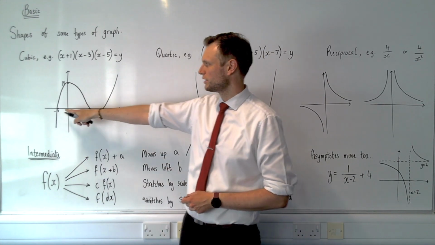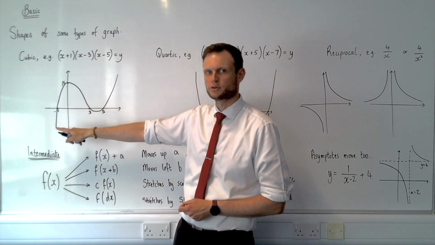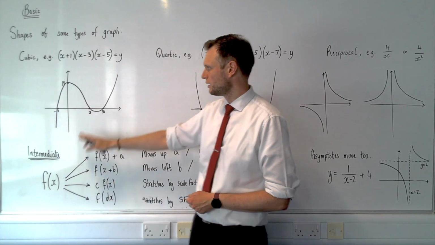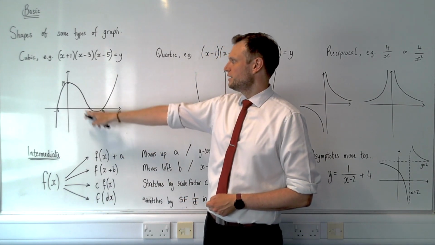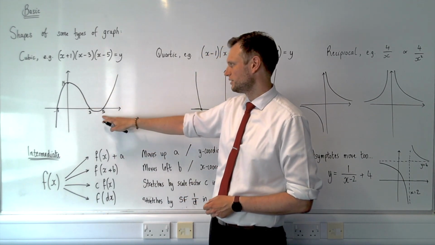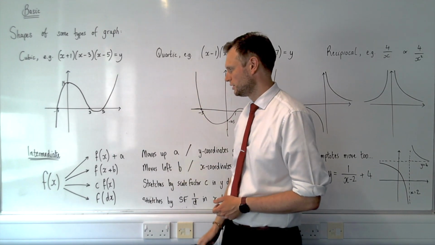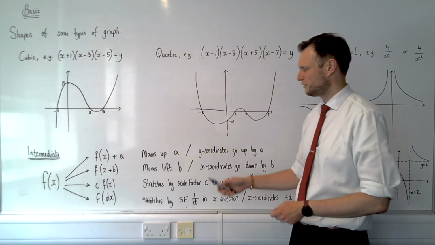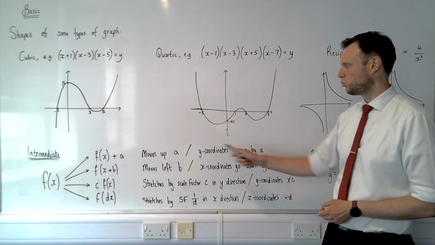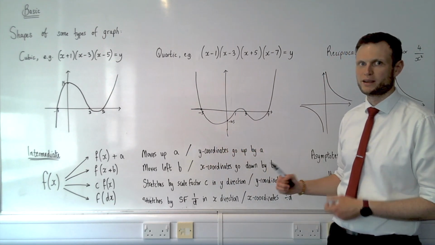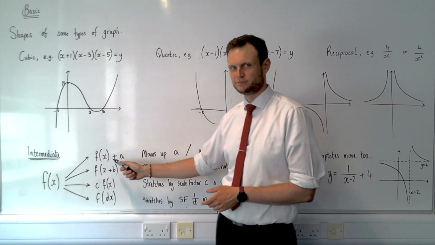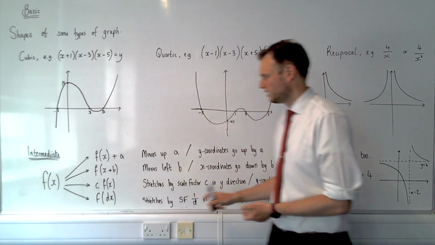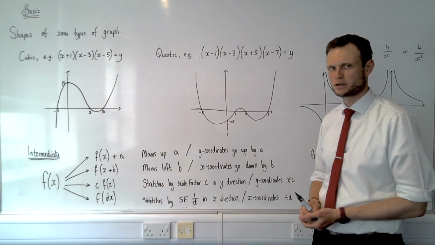This point here, where it crosses the axis at -1, 0, would go up to -1, 2. This would go to 3, 2, from 3, 0. This one from 5, 0 to 5, 2. So I said it moves up a. That's how it looks. If you're ever asked about coordinates, the y coordinate increases by a. Now if a is negative, it goes down, and the y coordinate would go down.